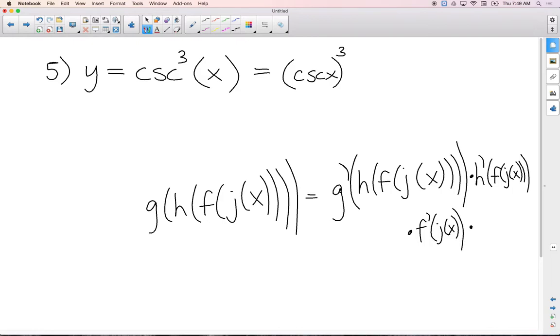Now it's times what? Yep, derivative of j of x. Then times, technically, the derivative of x, which is just 1. Eventually, the most inside part you can get to is x, but the derivative of x is 1.